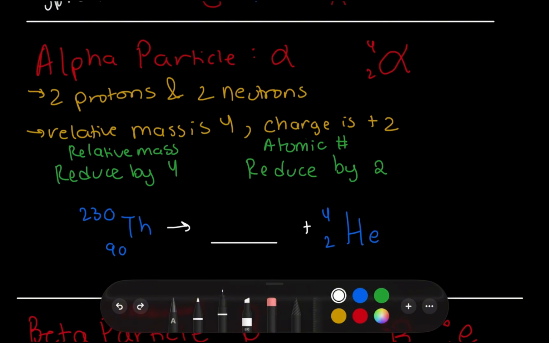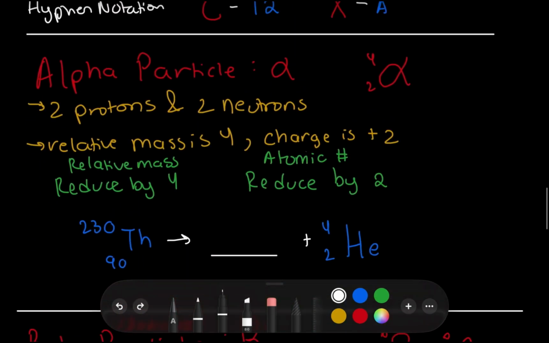So here we have Th, also known as thorium, and according to the AZX notation, it has a mass number or relative mass of 230 and an atomic number of 90. So since we're reducing the relative mass by 4, we're going to be doing 230 minus 4. And since the atomic number is reducing by 2, we're going to do 90 minus 2. And so we're going to get 226 as our new relative mass and 88 as our new atomic number.